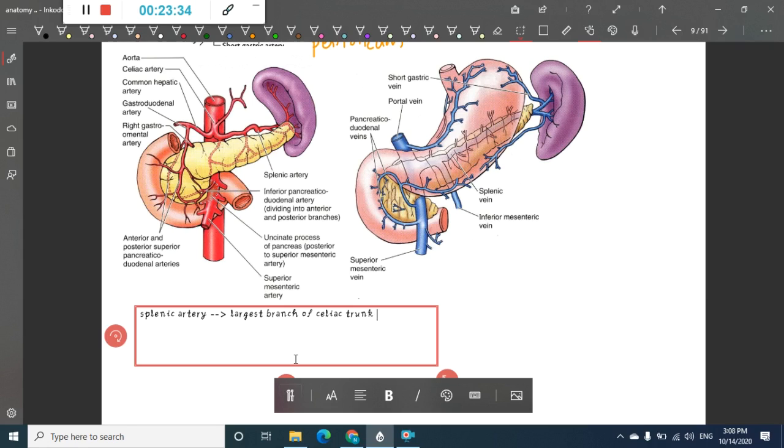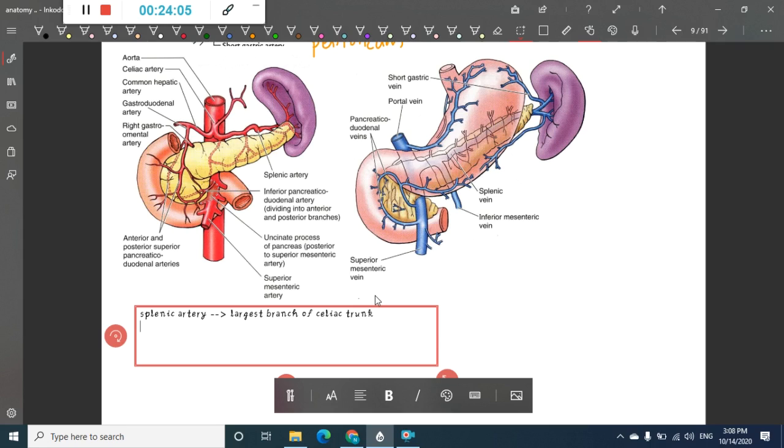It traverses through the lienorenal ligament to reach near the hilum of the spleen, where it divides into 5 or more branches. You can see 4 or 5 branches which are being divided here, and it enters the spleen. It is markedly tortuous.